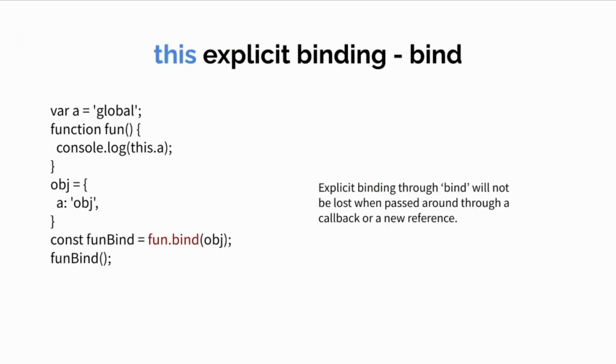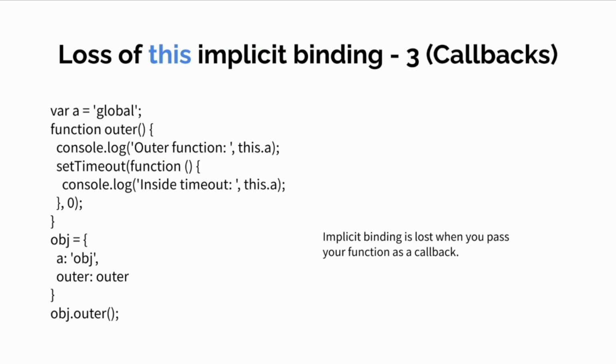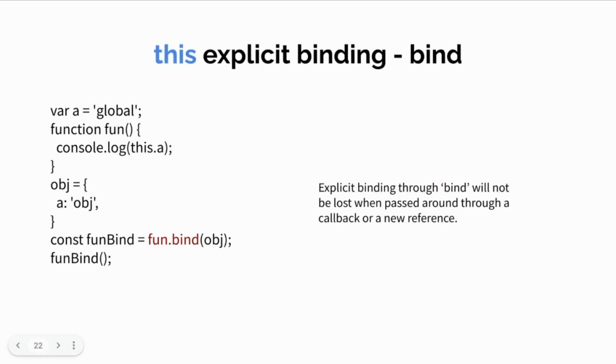Now you can do explicit binding. So far what we had was implicit binding. Implicit binding occurs when you have some object on the left hand side of the dot operator and you call it, so it's implicitly bound. You can explicitly bind using bind. Explicit binding through bind will not be lost when you pass it around to a callback or a new reference.